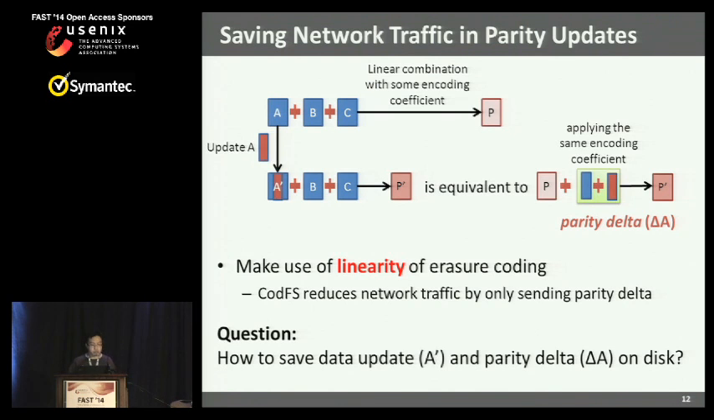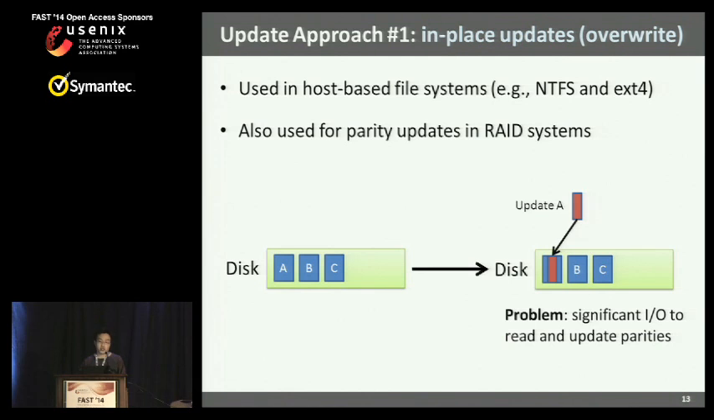Now the problem is, how do we save the data updates and parity deltas on disk? Here we look at two update approaches. The first one is called the in-place update, which is used in traditional host-based file systems and also in RAID systems. The main idea is you read the data and also the parities, update them, and overwrite them. But there will be significant I/O to read and update the parities. For each data update, you also need to update the corresponding parity, so the parity updates in particular will have a lot of I/O.